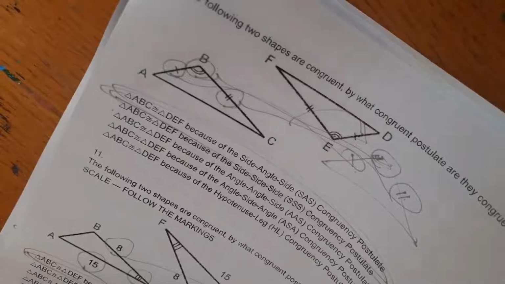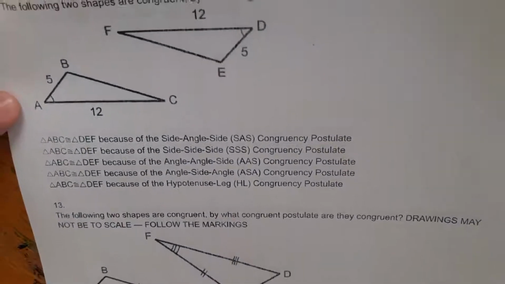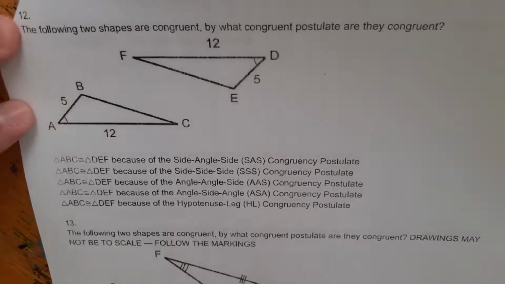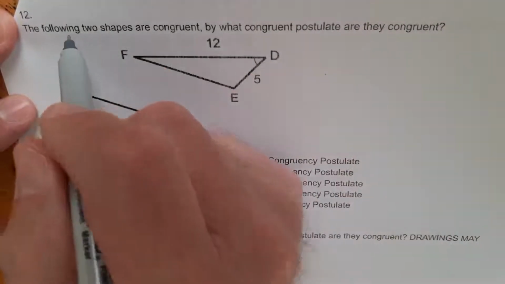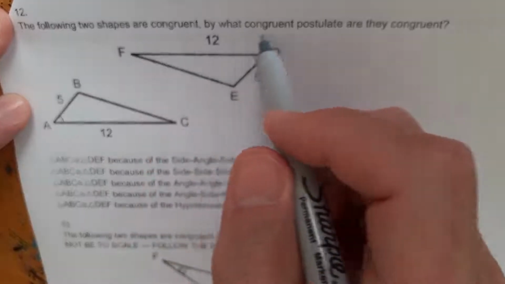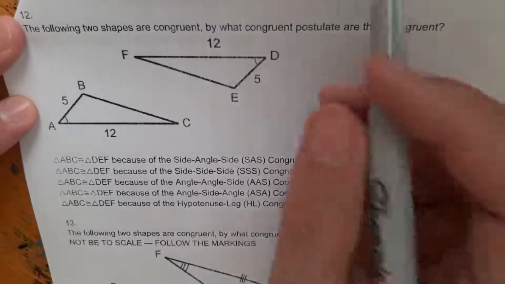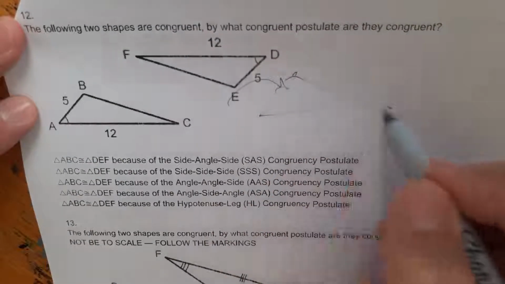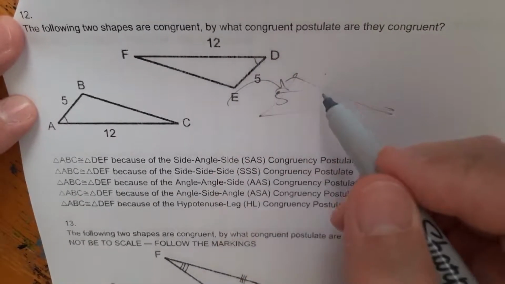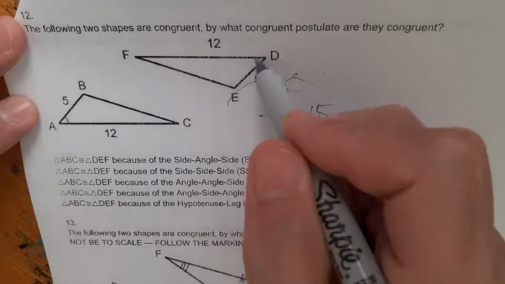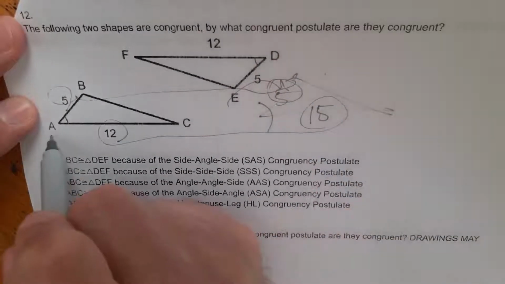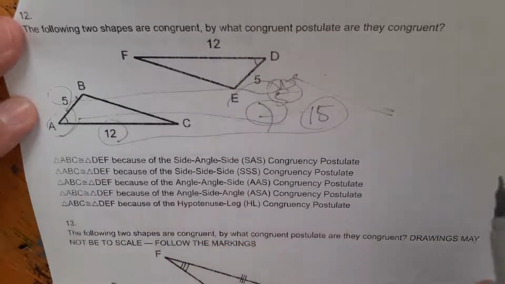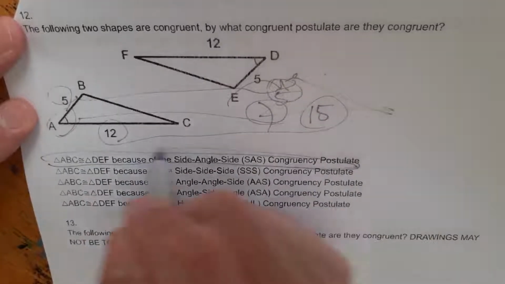And this is one of those problem sets where they're really not trying to trick us. They're not trying to really question us much, but just reinforce the meaning of these postulates. The following two shapes are congruent. By what congruent postulate are they congruent? Well, this is the same thing. If we rotate this again, the 12 would be here, and in between here. Okay, so 5 corresponds to 5, 12 corresponds to 12, and the included angle corresponds to the included angle. Side, angle, side congruency postulate.